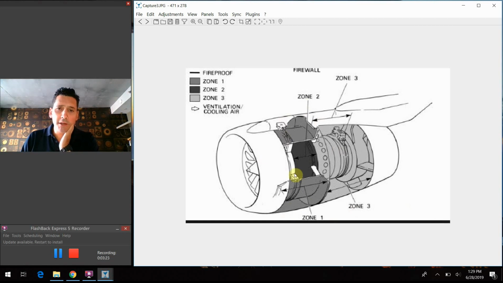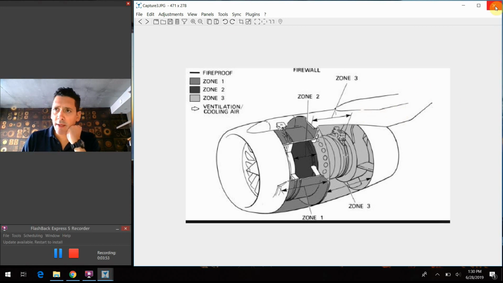The forward section here, where the big fan is, of course, that's the fan section. Then we have the core of the engine, which is the interior inner workings where the compression is taking place and whatnot. And ignition, and then the pylon, of course, which is how the engine is mounted onto the underside of the wing there.